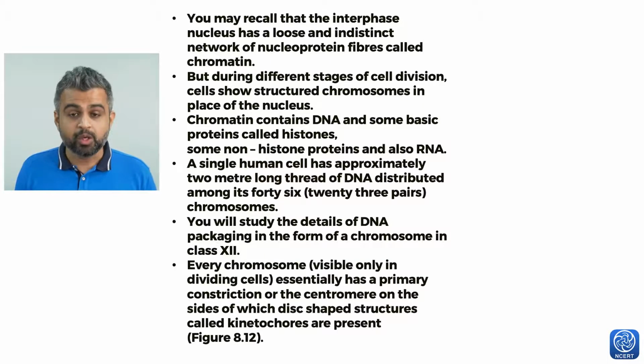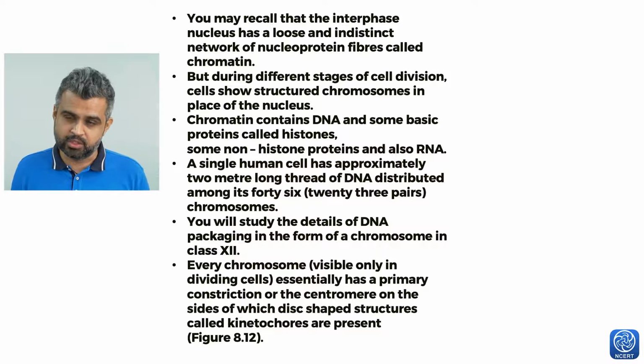Every chromosome is visible only in dividing cells, because chromosomes are seen only in the M phase. They are not seen in the interphase. So every chromosome visible only in dividing cells essentially has a primary constriction or the centromere, on the sides of which are disc-shaped structures called kinetochores.